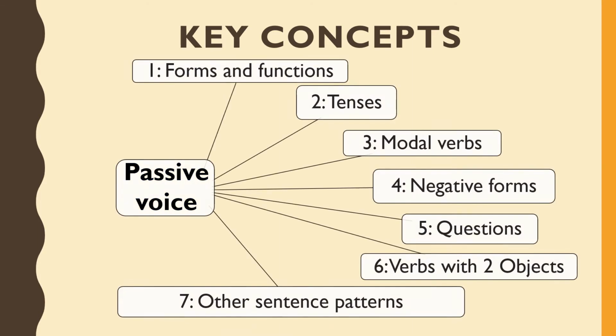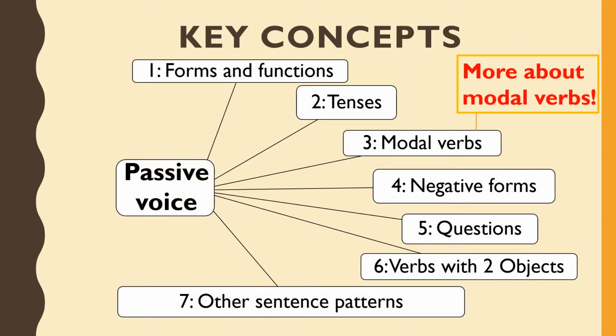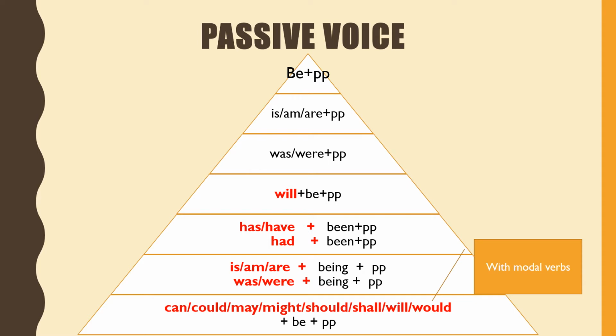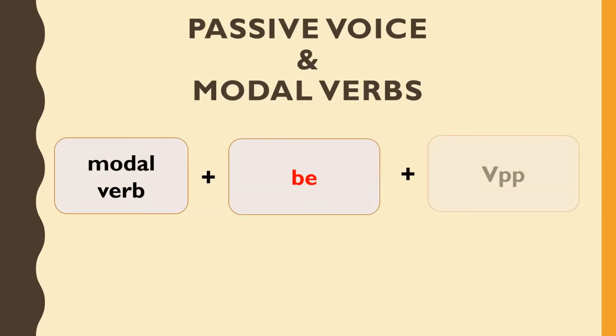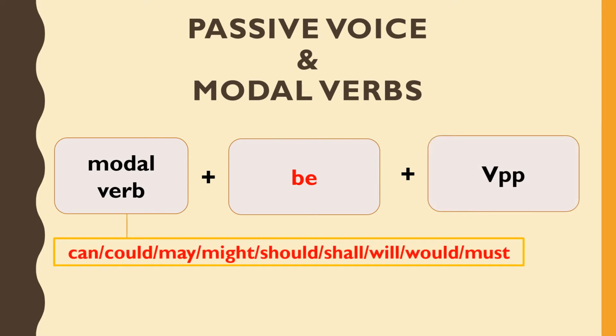In this video, we talk more about modal verbs. In the Modal Verb Part 1 video, we introduced the last one, modal verbs plus be plus past participle. The structure is can, could, may, might, should, shall, will, would, must, plus be plus V-pp.